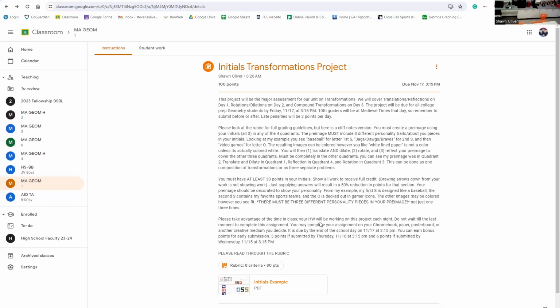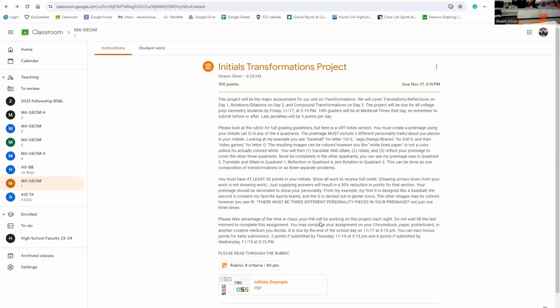I've had students in the past draw it on their Chromebook. I've had students draw it on a single sheet of graph paper. They put it on poster board. One person made a cake last year, which was neat. Fun, different things.